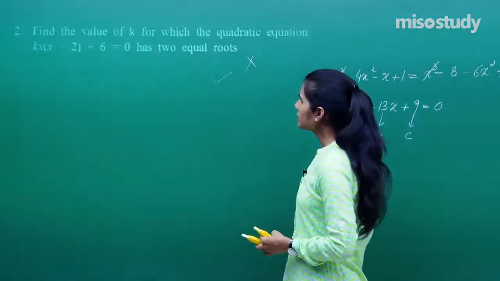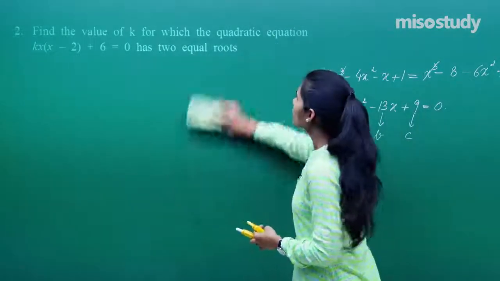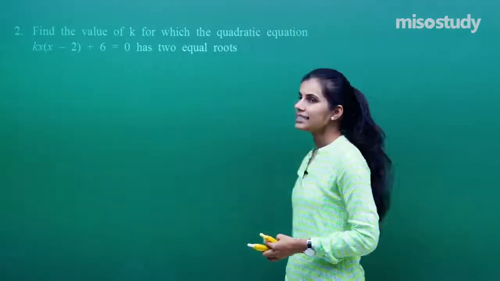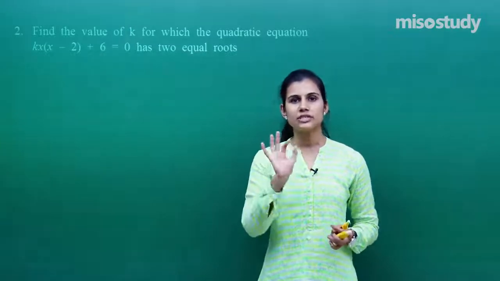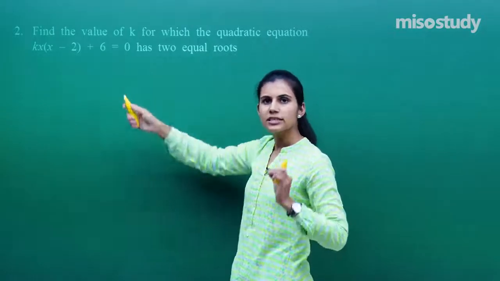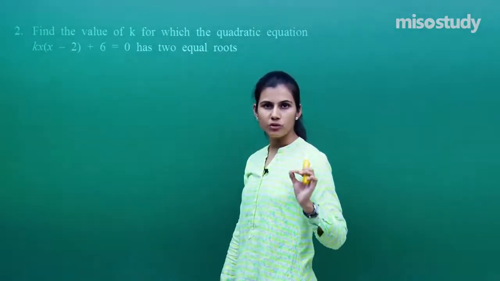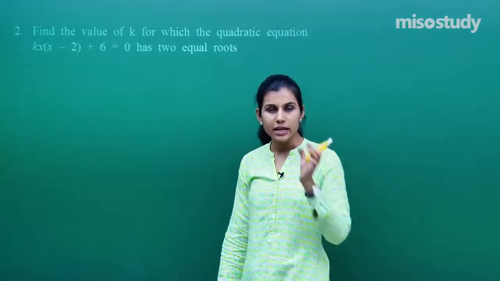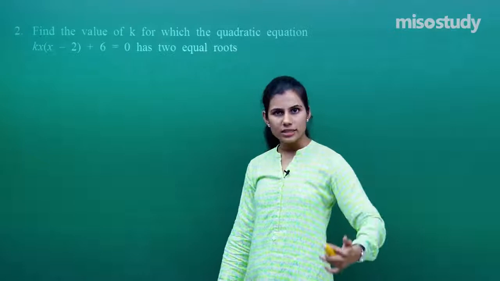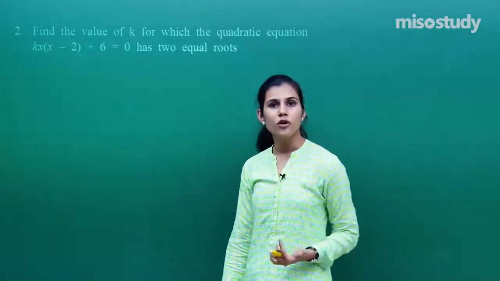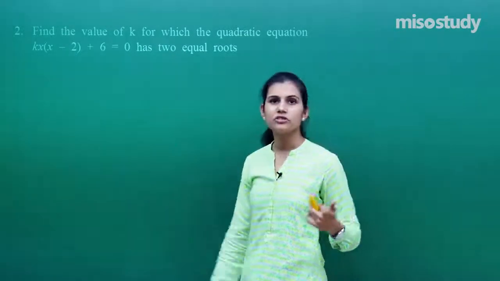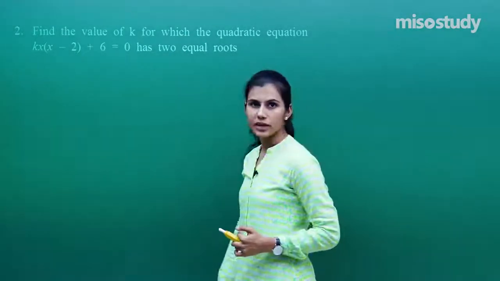Next question says what? Let's see. Find the value of k for which this quadratic equation has 2 equal roots. You all know that a quadratic equation has equal roots if and only if its discriminant is equal to 0. Right now this equation is not resembling the general form of a quadratic equation, which is ax square plus bx plus c. So we are first going to reduce it to that form and then compare the values of a, b and c, and plug them into the formula for discriminant. Use the discriminant equal to 0 condition because it is given that this equation has equal roots, and then find out the value of k.